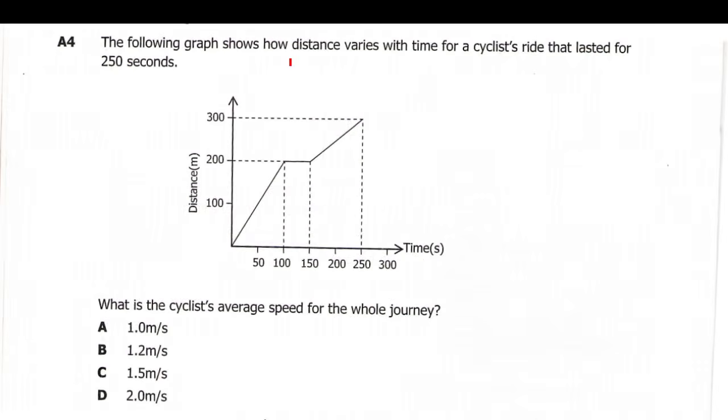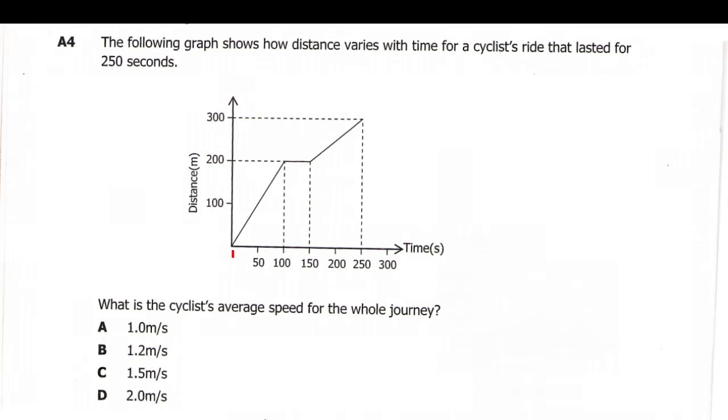3 reads, the following graph shows how distance varies with time for a cyclist's ride that lasted for 250 seconds. So this is the graph. This vertical axis represents distance. Then the horizontal axis represents time.